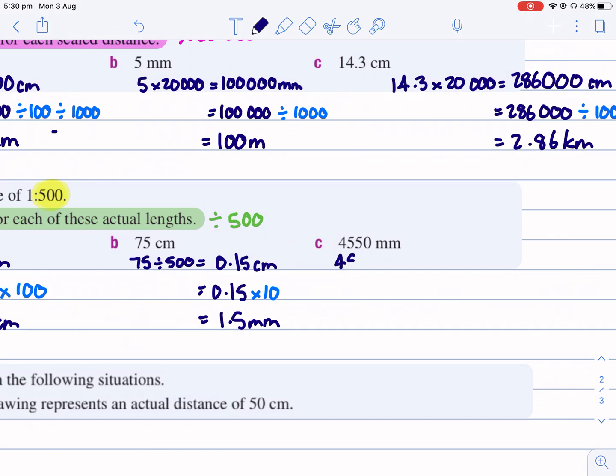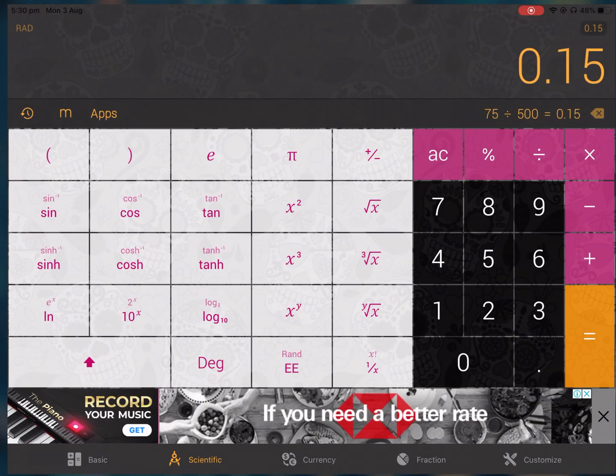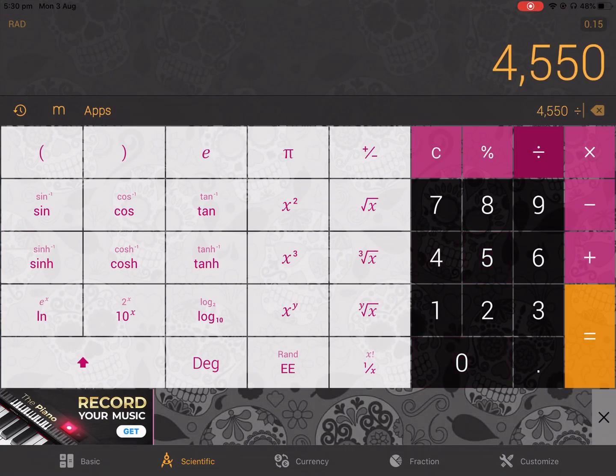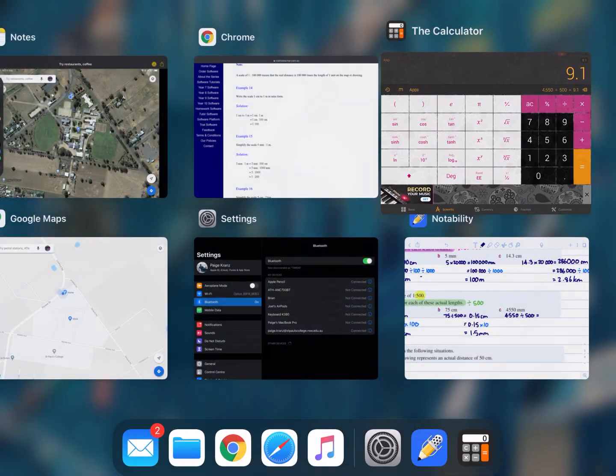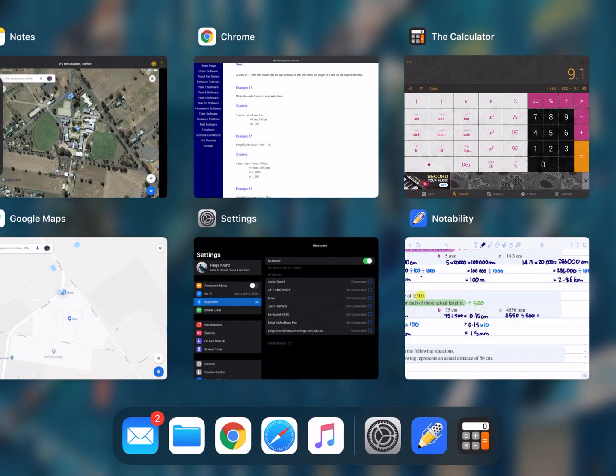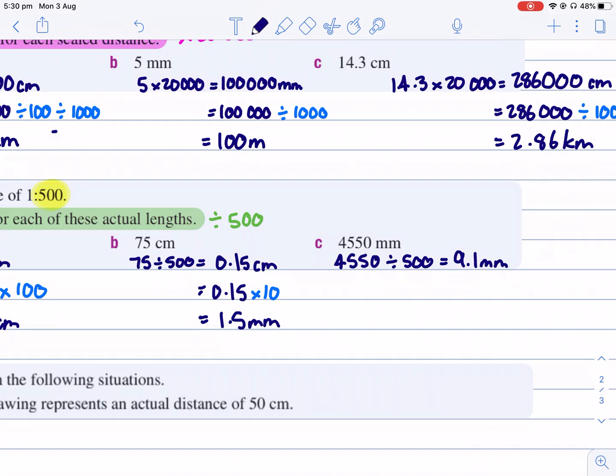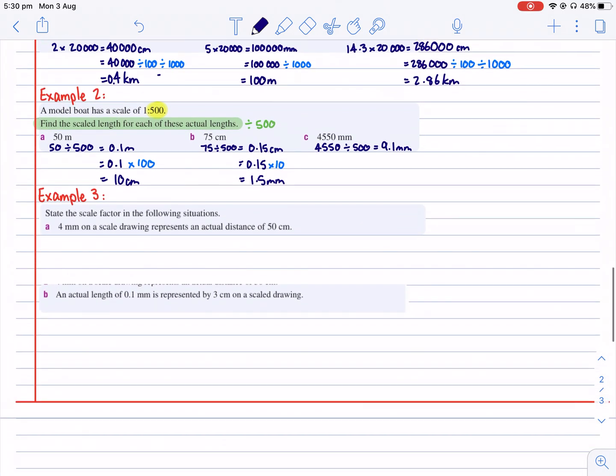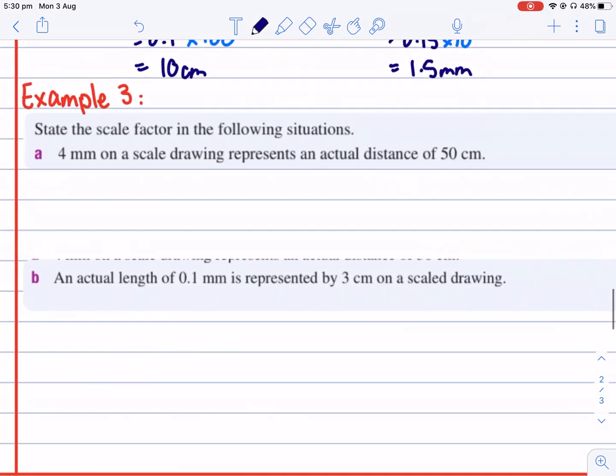Okay, 4550 millimeters divided by 500. Okay, 9.1. That's already a nice answer, isn't it? It's 9.1 mil. If it's 4,550 millimeters in real life, which is a bit over 4.5 meters, then it's going to be 9.1 mil on my drawing, or in my model, sorry.